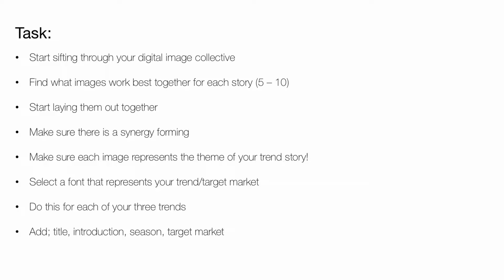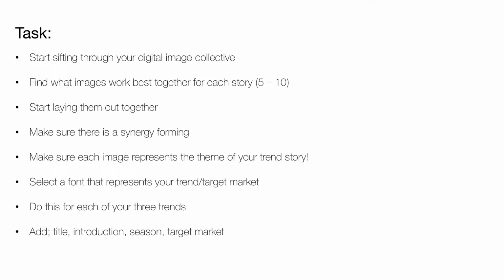Okay, so we've seen lots of information, and now here's the task. Start sifting through your digital image collection. Find what images work best together for each story. Remember, 5 to 10 images you should aim for, and 5 to 7 is absolutely fine. You don't have to aim for 10. Remember, white space is your friend, and quite often less is more.